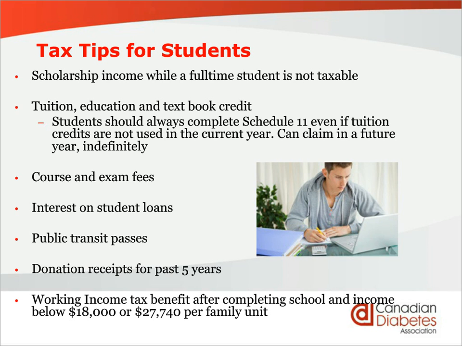And anyone who federally has income individually below $18,000, or as a family unit below $27,740, can apply for the working income tax benefit, and by so doing eliminate their federal tax payable. Now you may still be subject to provincial tax, but it eliminates your federal tax. So let's look at some tips now for our seniors.